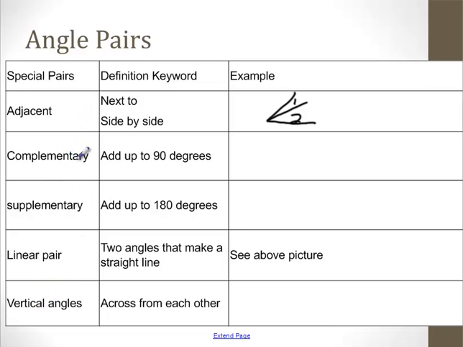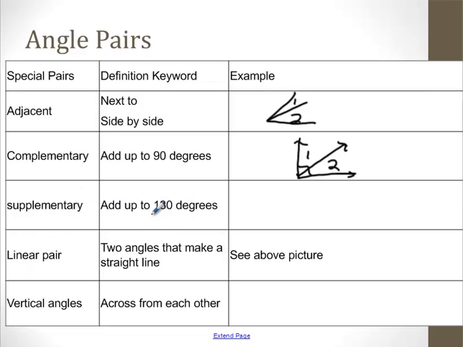Now, complementary angles, supplementary angles, and linear pairs can be adjacent angles. Vertical angles cannot. So complementary angles, they add up to 90 degrees. Another name for a 90-degree angle is a right angle. So if it's a right angle, and you have your third line, we have angle 1 and angle 2.